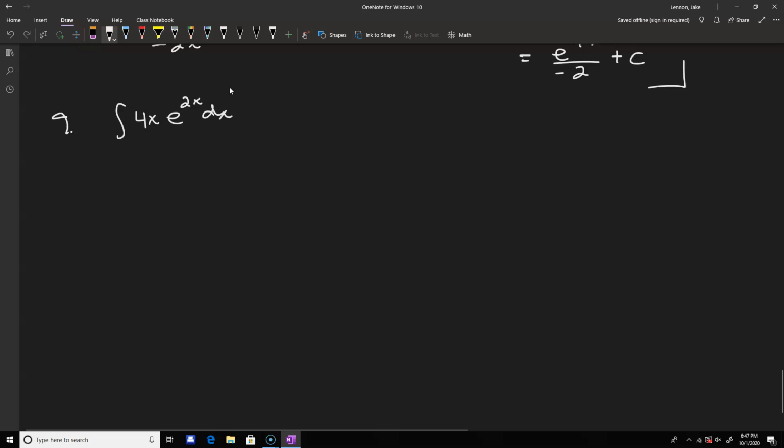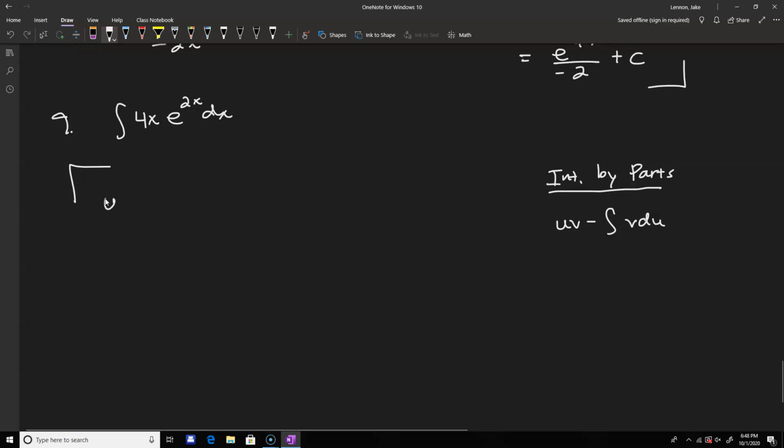So when you have things multiplied together and substitution doesn't work, we need to use integration by parts. So remember the integration by parts formula. Integration by parts says essentially we have uv minus the integral of v du. And we need to pick a u and a dv. So this is essentially the formula we're using.